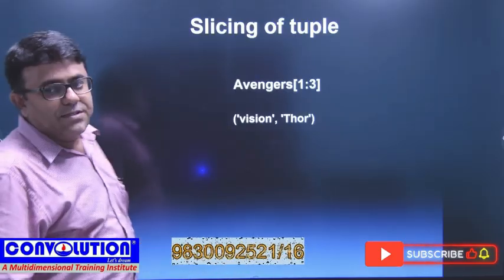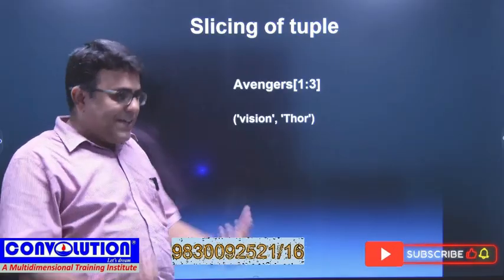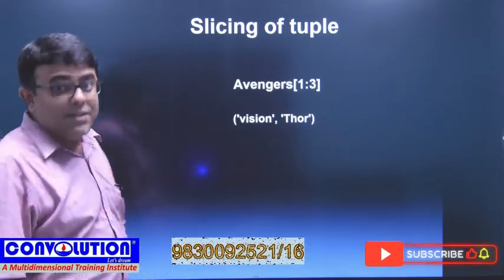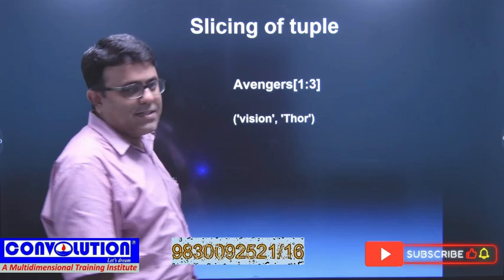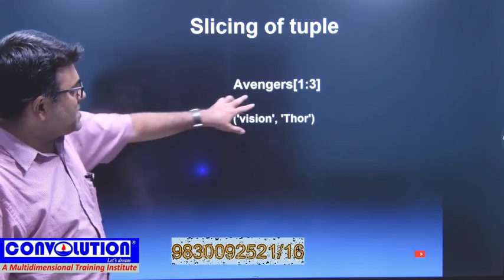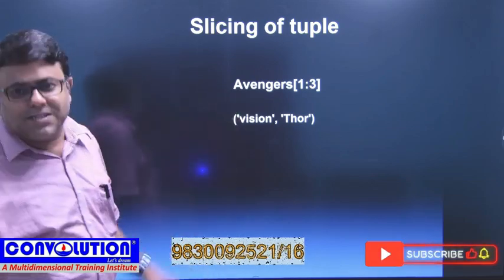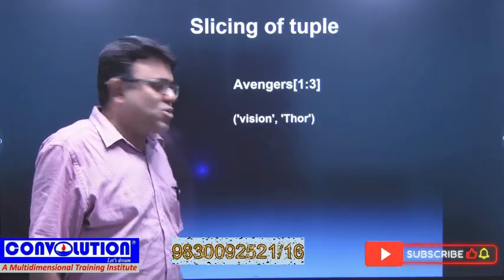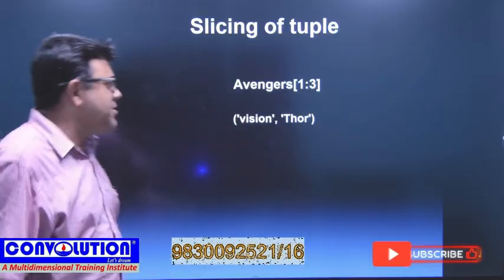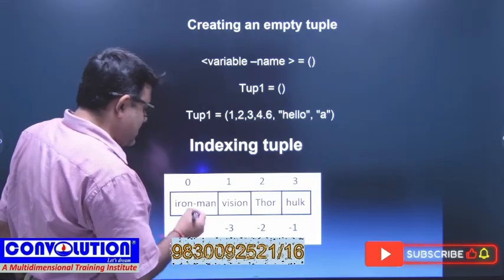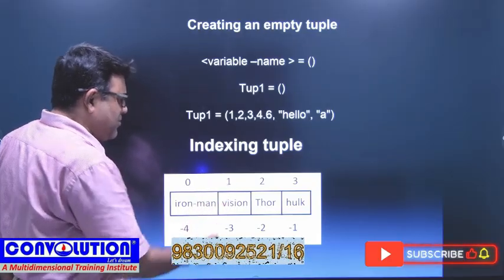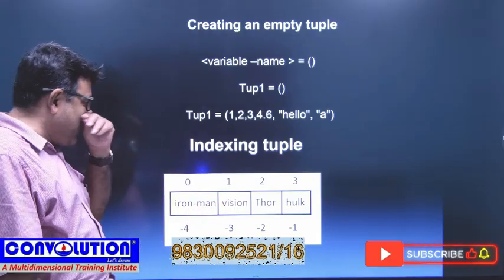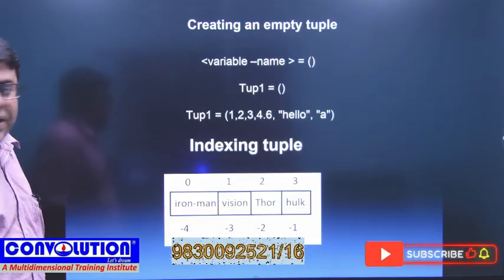Now in our string days we have seen the slicing concept. So in a tuple also we have the concept of slicing. Suppose we take the example of this Avengers tuple we are creating. Let's say we are saying 1, comma 3. So my output should be like this: Vision, Thor. Why? Because if you look at this, 1 is starting from this one, which is carrying Vision.